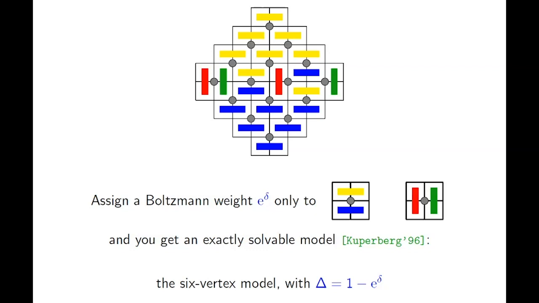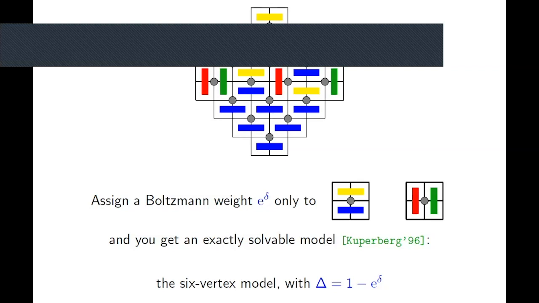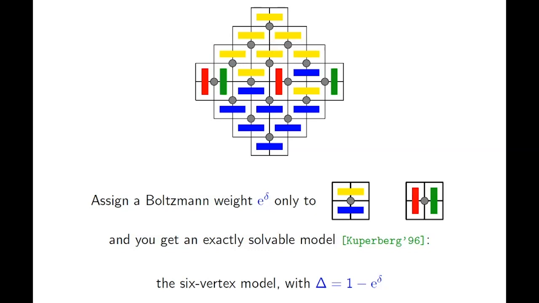And it appears that if we give this weight e to the delta, not to all parallel pairs of dominoes, but only to the ones which stay on a given sublattice with the gray dots, then what you have is an exact mapping to an integrable model, which is the six vertex model. This correspondence was shown by Kuperberg in 96 and has been very fruitful both for mathematicians and for physicists.